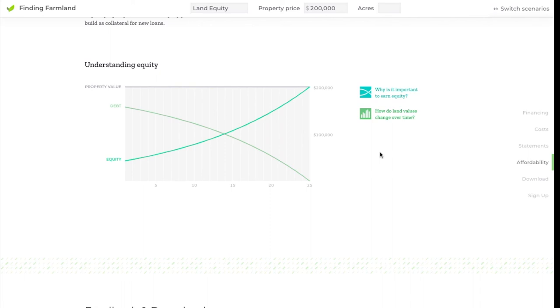Financial equity is a challenging concept to grasp, but it should be carefully considered in your long-term financial planning. We hope these tools can help.